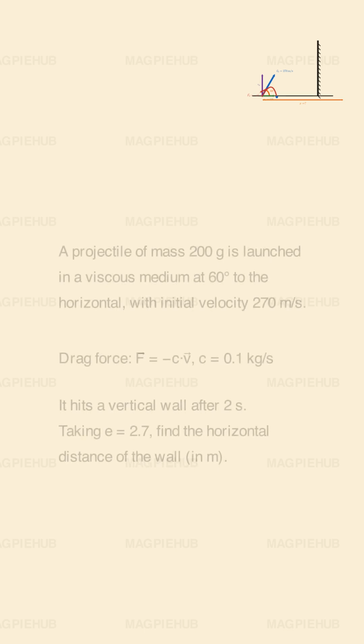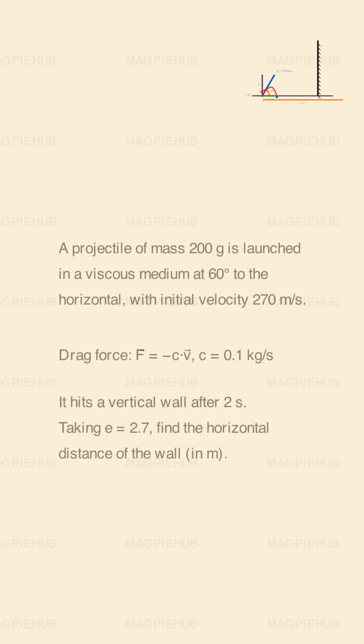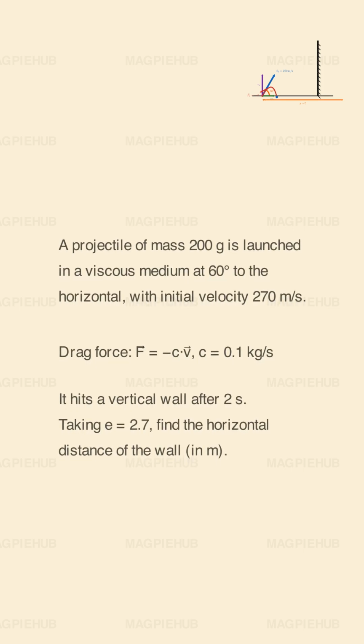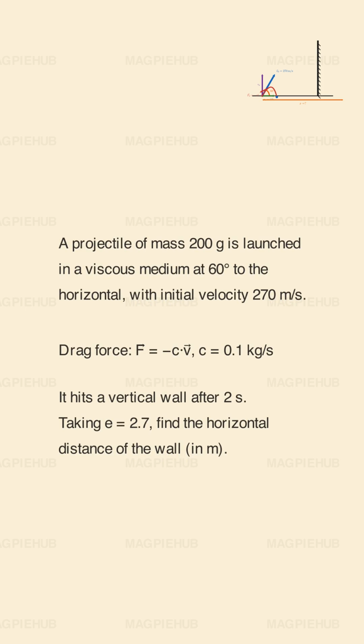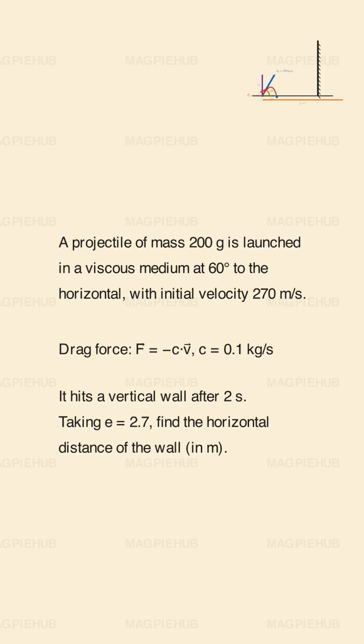Here is the question. A projectile of mass 200 grams is launched in a viscous medium at an angle of 60 degrees with the horizontal, with an initial velocity of 270 meters per second. It experiences a viscous drag force F equals minus C times V, where the drag coefficient C is 0.1 kilograms per second, and V is the instantaneous velocity. The projectile hits a vertical wall after 2 seconds. Taking e equals 0.7, find the horizontal distance of the wall from the point of projection in meters.